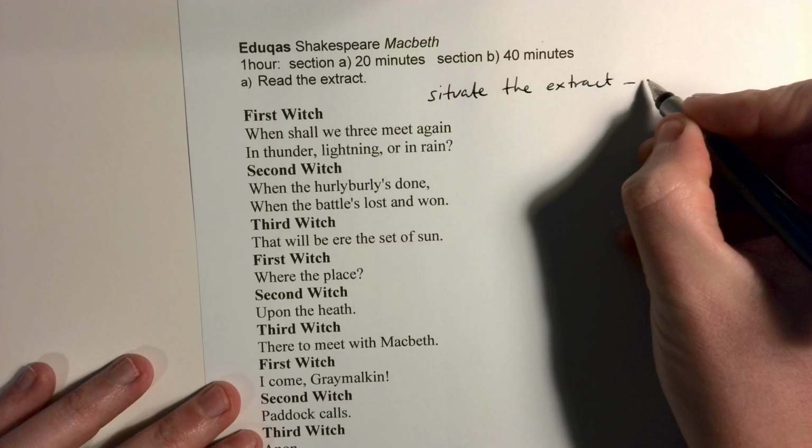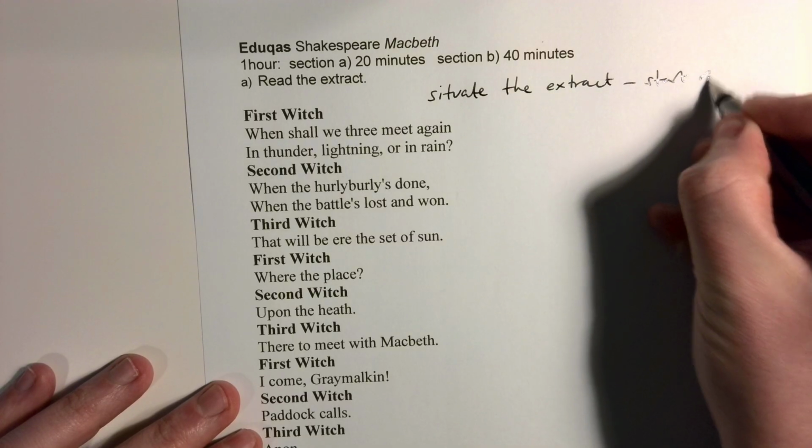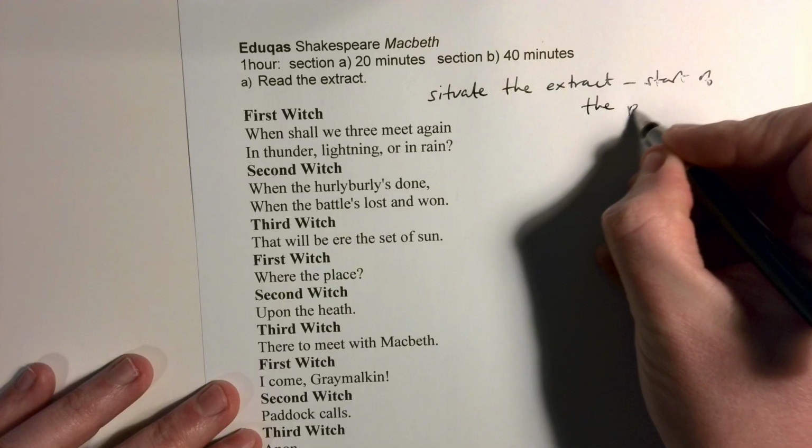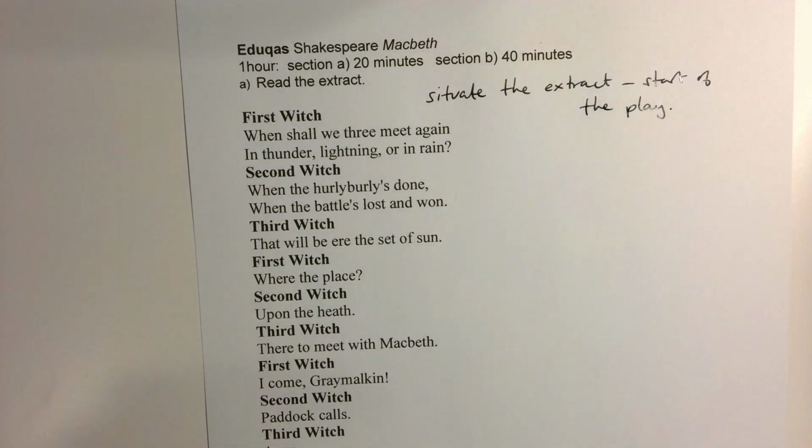Okay, and it's the start of the play. So this is the first we see of any characters in the play. Okay, and we've got the witches on stage. So when shall we three meet again? In thunder, lightning, or in rain?